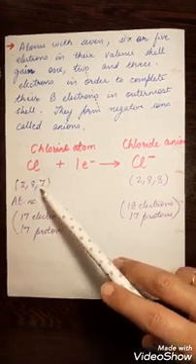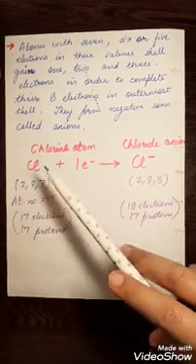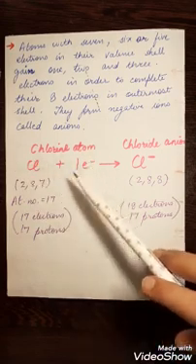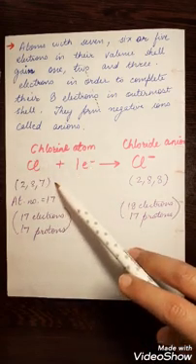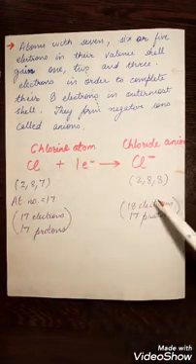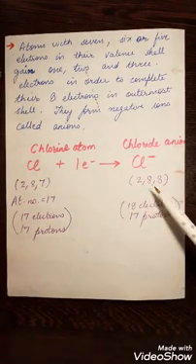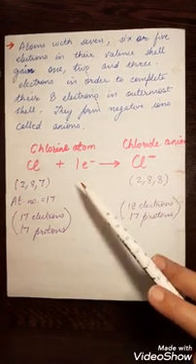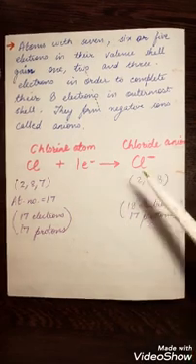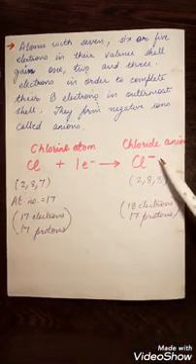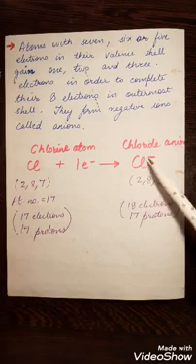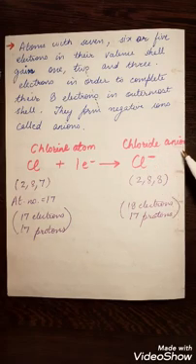To get 8 electrons in the outermost shell, this chlorine atom will add 1 more electron and make the electronic configuration 2,8,8. By accepting 1 electron, this chlorine atom will gain 1 negative charge, or you can say it becomes a chloride anion.